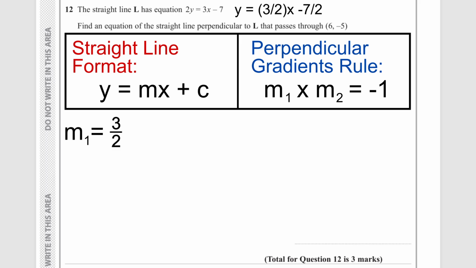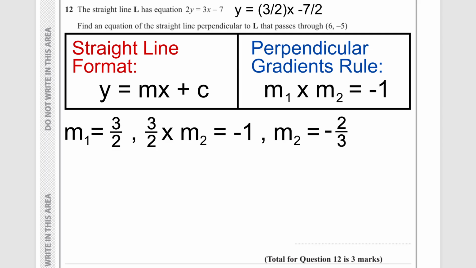So now we know m1 is equal to 3/2. We know this times m2 is equal to -1, so that leaves us with one unknown. You can see we've got 3/2 times m2 = -1 because we're just using that perpendicular rule. So times by 2 and divide by 3, we get m2 = -2/3. So we know our perpendicular line is going to be in the form y = -2/3 x + c, because we know its gradient, but we don't know c yet.